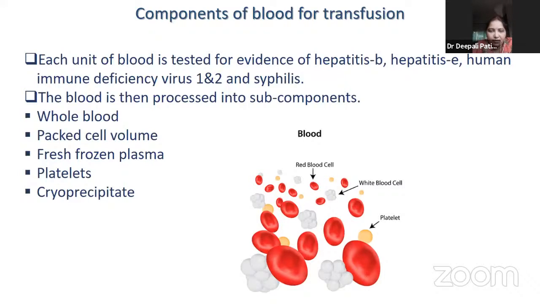I will repeat once again. Different components of blood transfusion. First may be whole blood. Second, packed cell volume. Third is fresh frozen plasma, platelets, and cryoprecipitate.